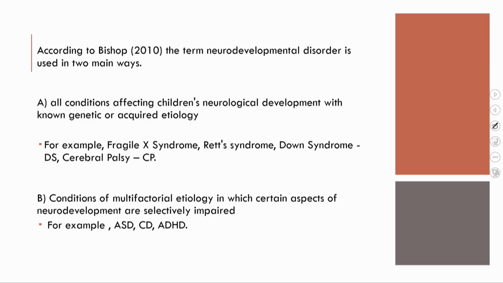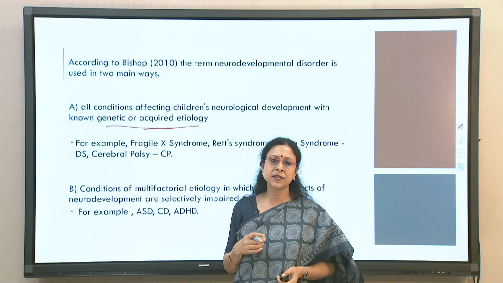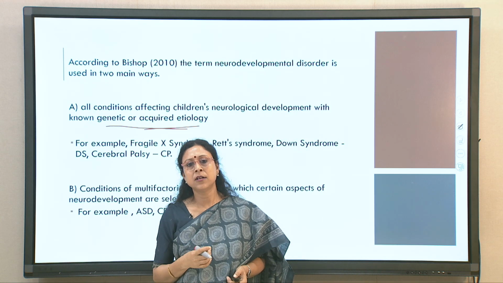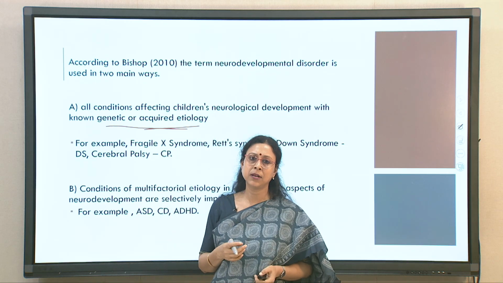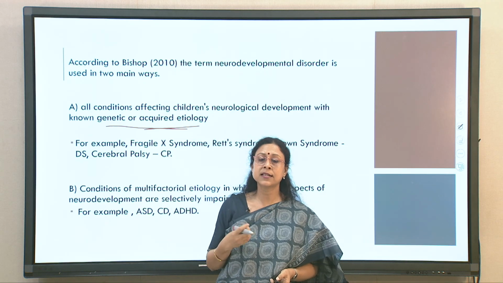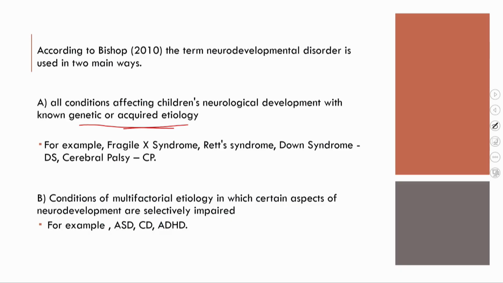According to Bishop, the term neurodevelopmental disorder is used in 2 main ways. One is all conditions affecting children's neurological development with known genetic or acquired etiology. So, when the conditions affecting the child has a known history, for example, some kind of a genetic or other sort of etiology, then this is one type. The other type would be conditions with multifactorial etiology, in which certain aspects of neurodevelopmental areas are selectively impaired. So, there are the 2 types.